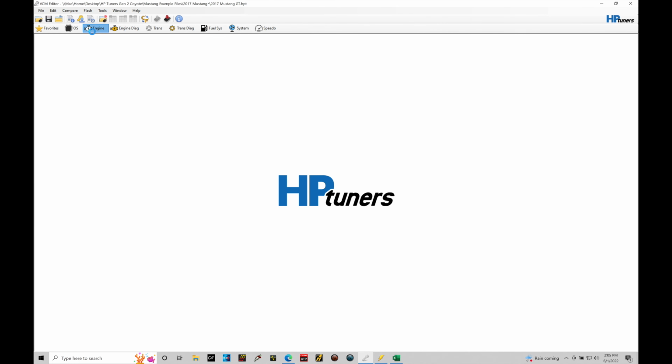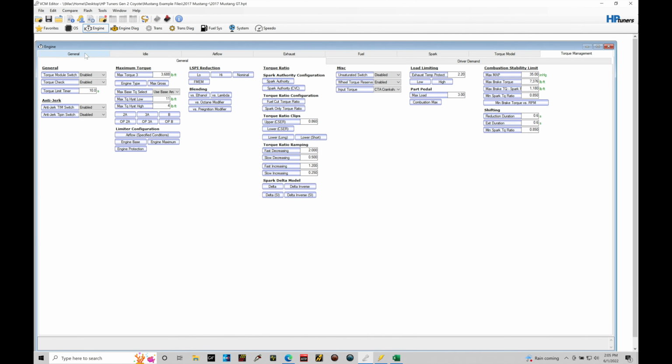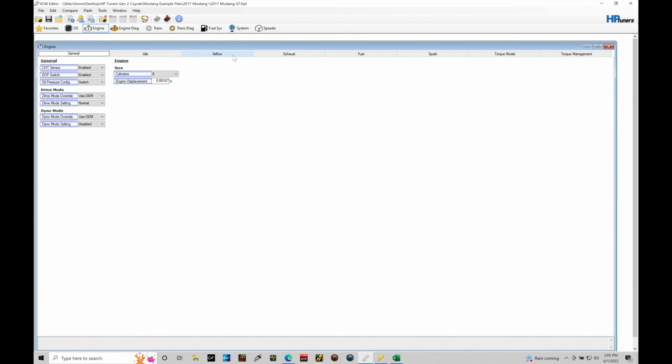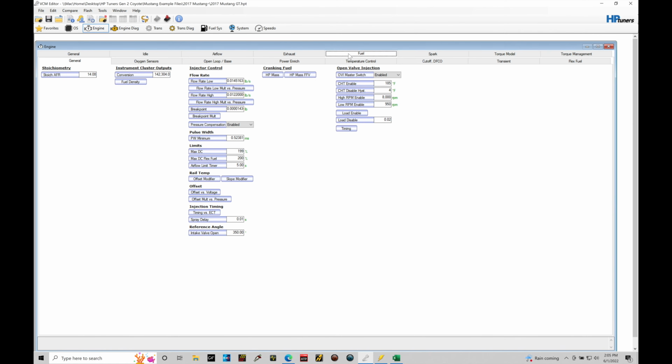If we move in here from our engine tab, go to our general tab, and go across under fuel, we're going to find under our fuel tab, under injector control, our injector flow rate, and our breakpoint multiplier, which signifies the difference between low and high slopes. We have our minimum pulse width, our rail temp modifiers, and our offsets. All of this combined will give us a corrected injector pulse width.